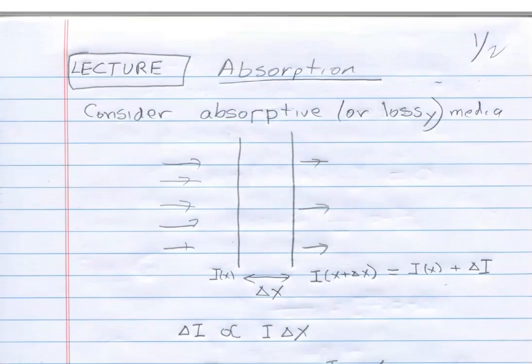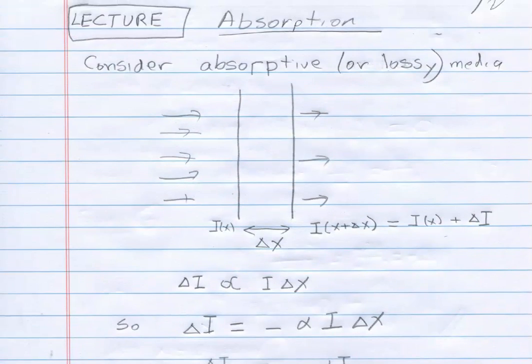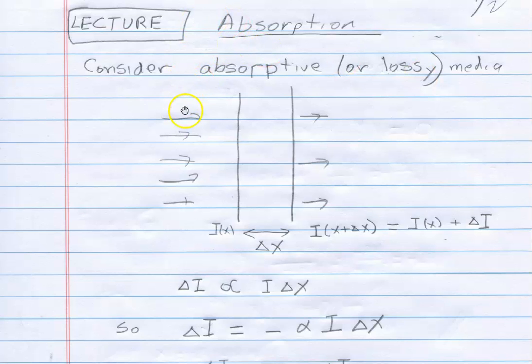We'll now look at the impact of an absorbing media. So we have some absorption in the media and how that impacts the wave function. So we'll look at absorption. And the idea here is I have a certain incoming intensity of light at position x. So I call what's coming in here, this line is at x. And so what's coming in is the intensity at x.